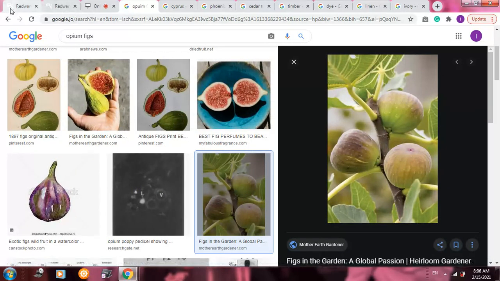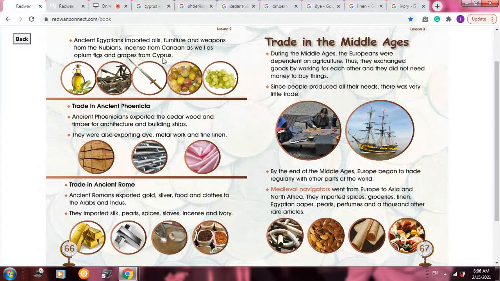Okay. So incense, as we said, the thing that makes a nice smell, if you would like to write its meaning, from Canaan, as well as figs and grapes from Cyprus. So let's recap. From the Nubians, they took or imported oils, furniture, and weapons. From Canaan, they used to take incense. From Cyprus, now I'm going to show you Cyprus, they used to take figs and grapes.